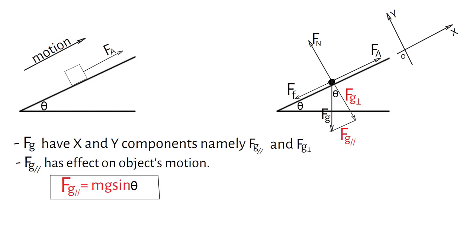That is always the case, so do not make a mistake. FG parallel throughout your high school will be mg sin theta, and then FG perpendicular will be mg cos theta throughout your high school. That happens on an inclined plane where FG has components. So what will our F net equals ma be?